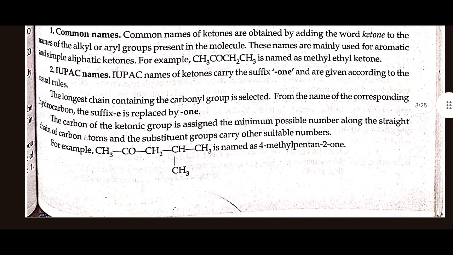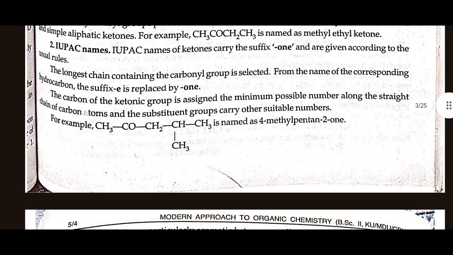IUPAC names. IUPAC names of ketones carry the suffix -one and are given according to the usual rules. The longest chain containing the carbonyl group is selected, and the name is formed from the corresponding hydrocarbon. The suffix e is replaced by -one. The carbon of the ketonic group is assigned the minimum possible number along the straight chain of carbon atoms, and substituent groups carry other suitable numbers.